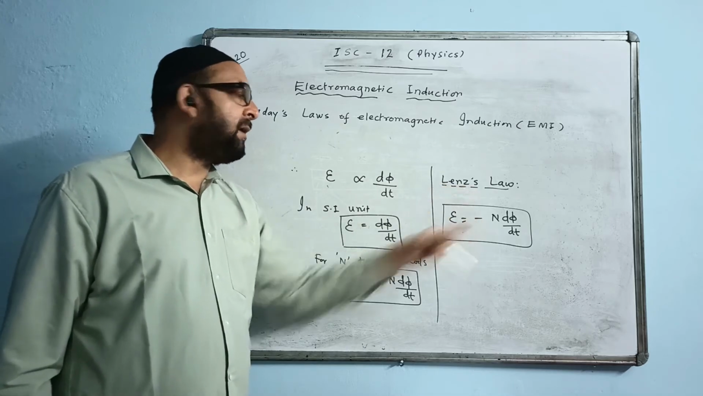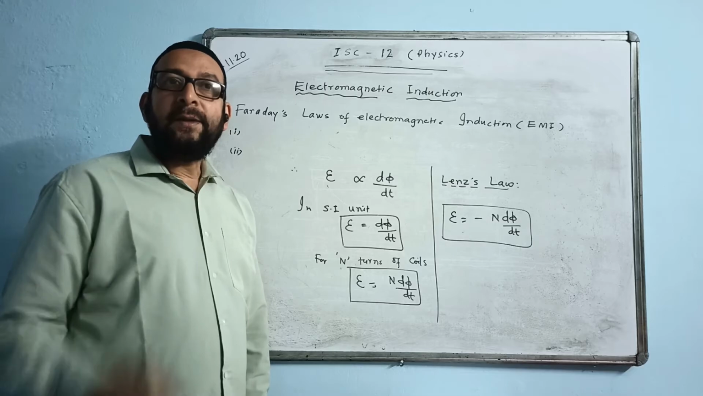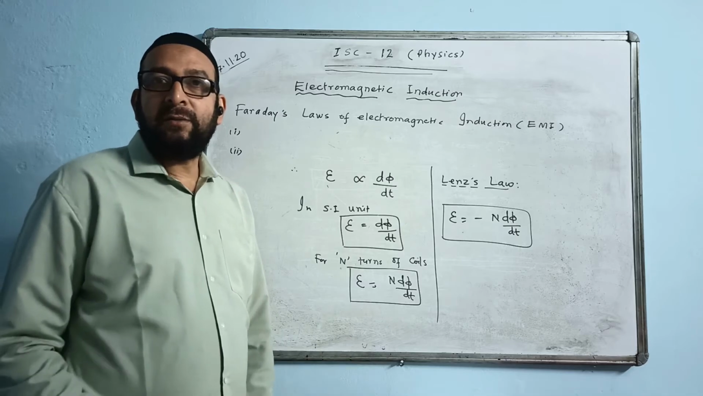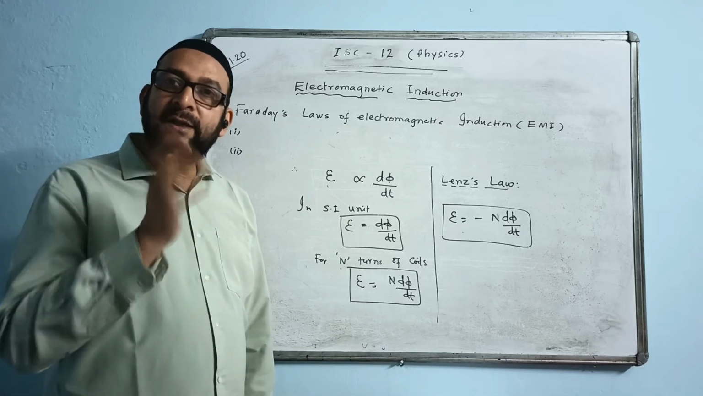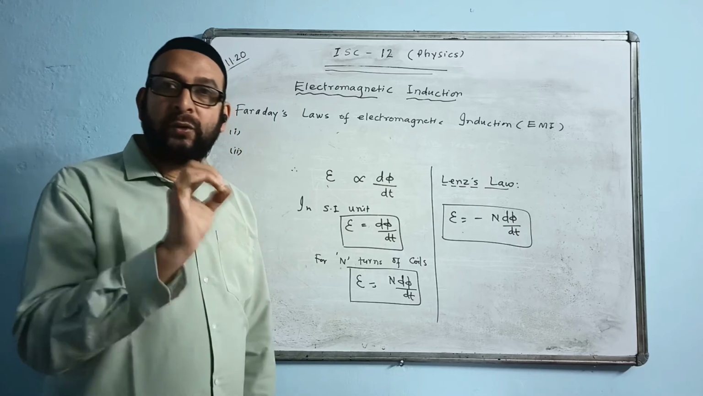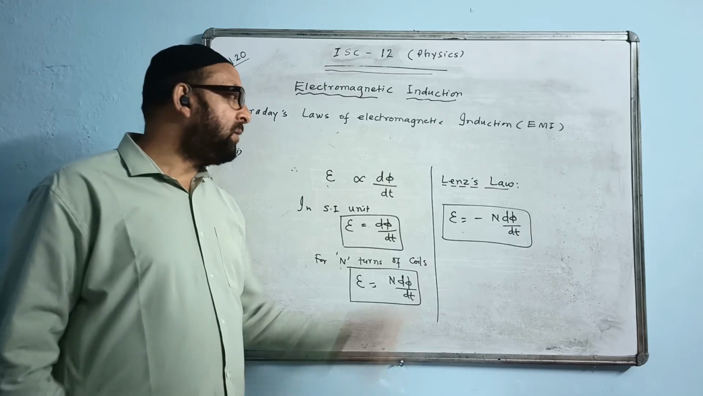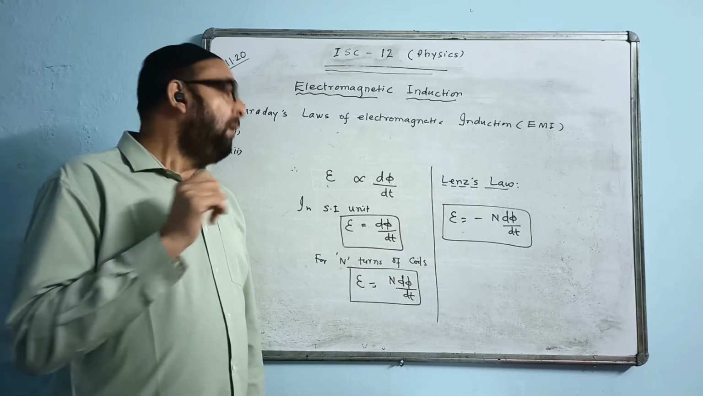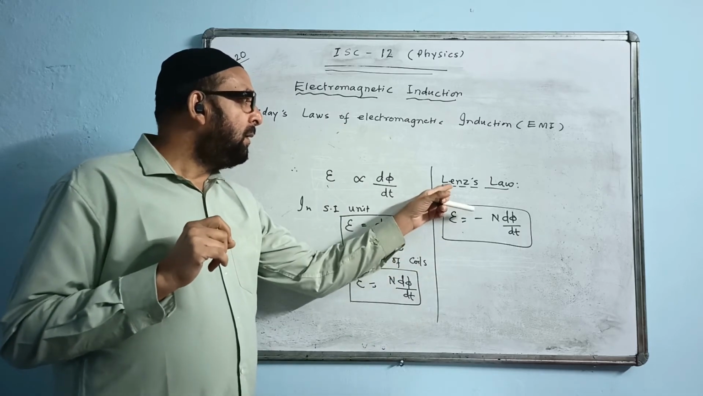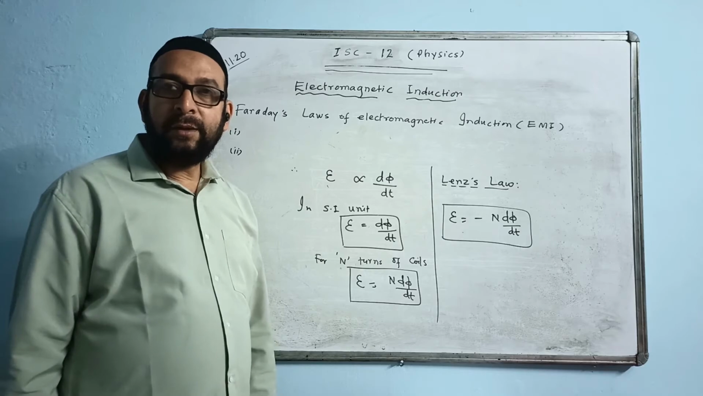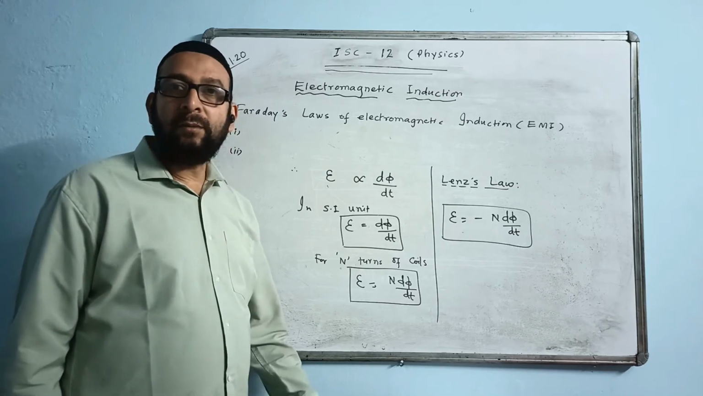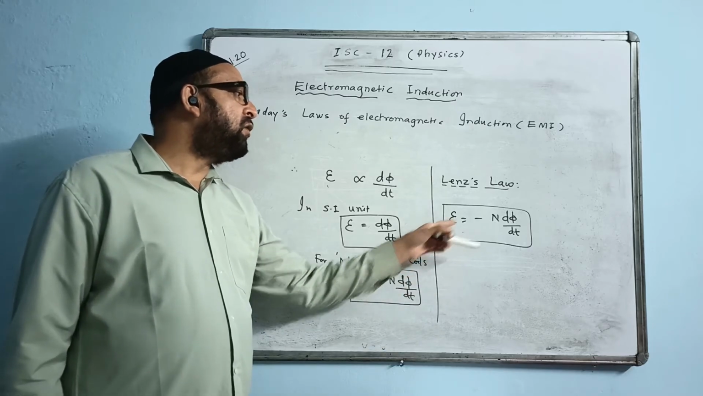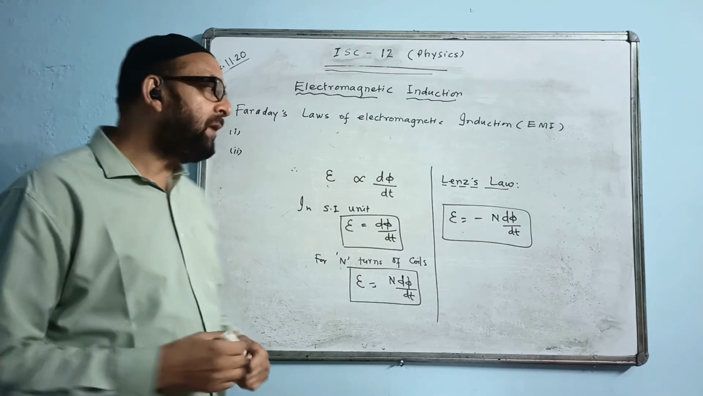That's why Lenz's law suggested a minus sign. The direction of induced EMF, or rather the current, since the current has direction and EMF doesn't, is such that it opposes the cause which produces it. This satisfies the law of conservation of energy, or the second law of thermodynamics. So the value of induced EMF is this. Let us now find the value of induced current.